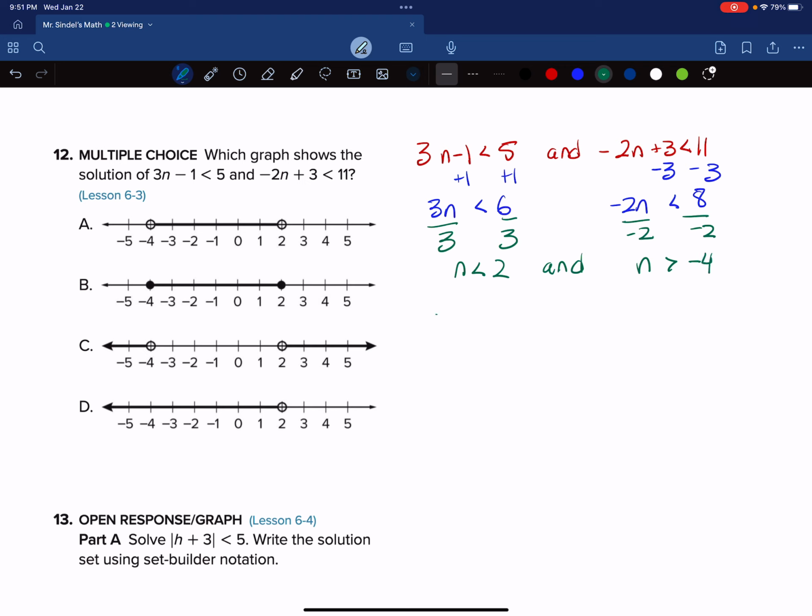So just a mini graph to get us started. If I have a point here at 2, it's going to be an open point because it's not equal to. None of these are equal to, which means you, sir, are not correct.